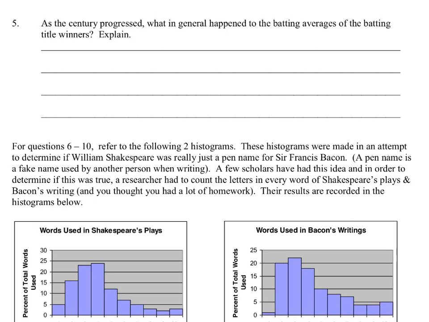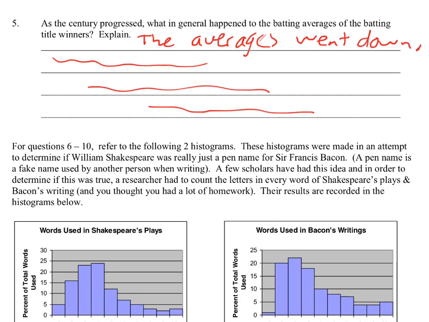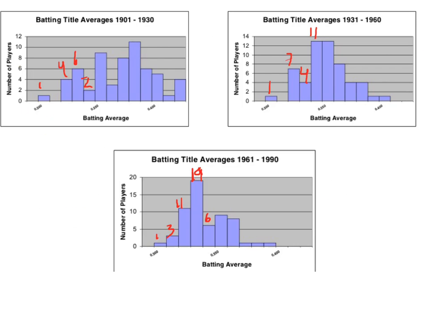And that brings us to question 5. As the century progressed, what in general happened to the batting averages of the batting title winners? Well, you'd say the averages went down in value. And then you'd write an explanation as to why that is. And here I'll say it verbally so you can work through it and form it into your own words.